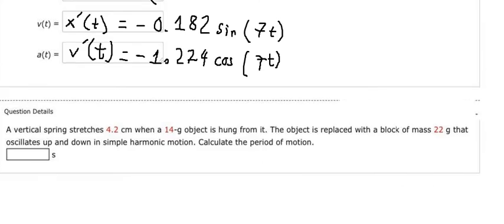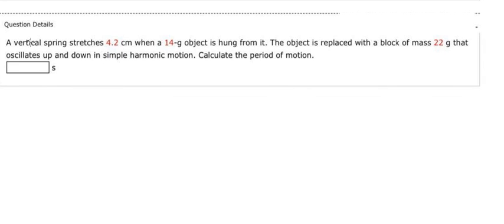Now let's go to the next one. A vertical spring stretches 4.2 centimeters when a 14 gram object is hung from it. The object is replaced with a block of mass 22 grams that oscillates up and down in simple harmonic motion. Calculate the period of the motion.